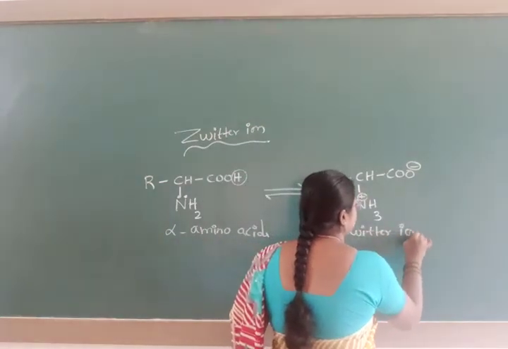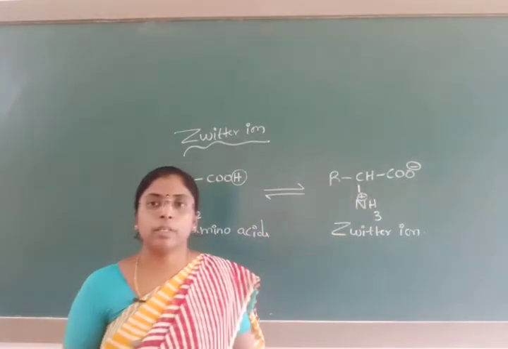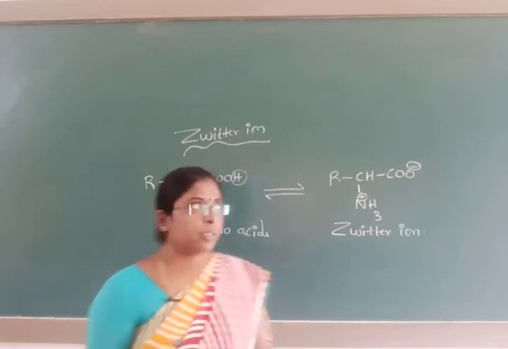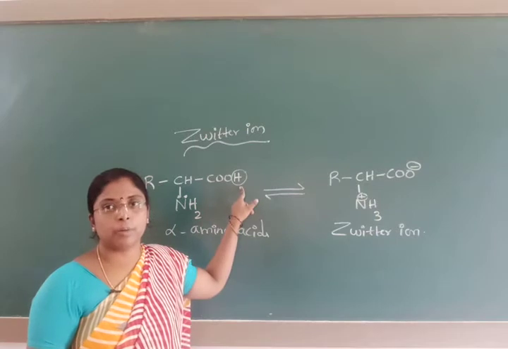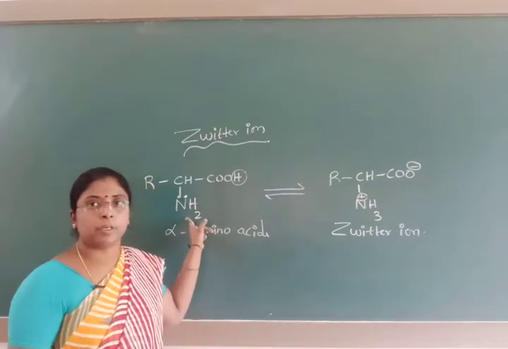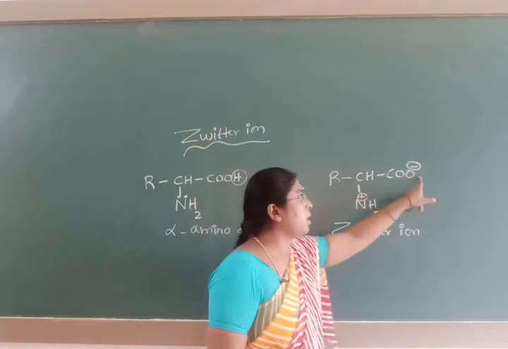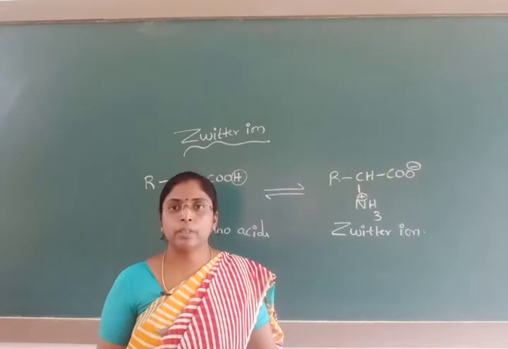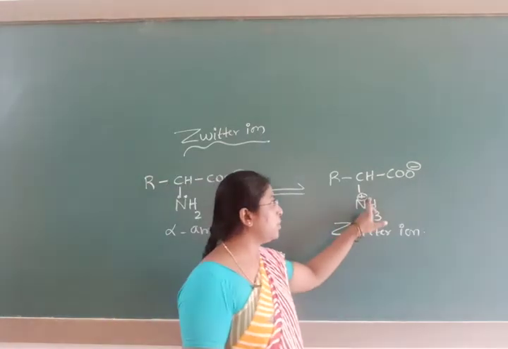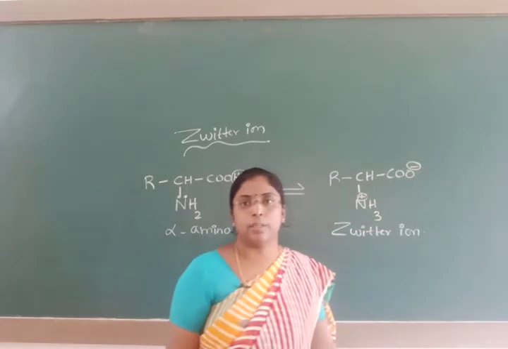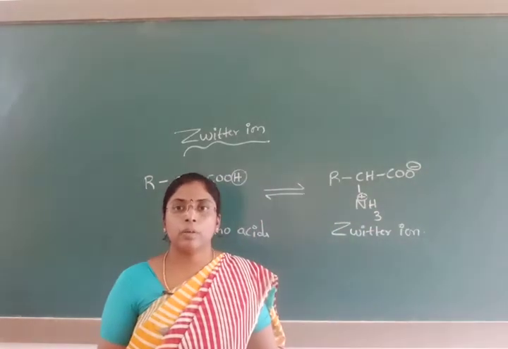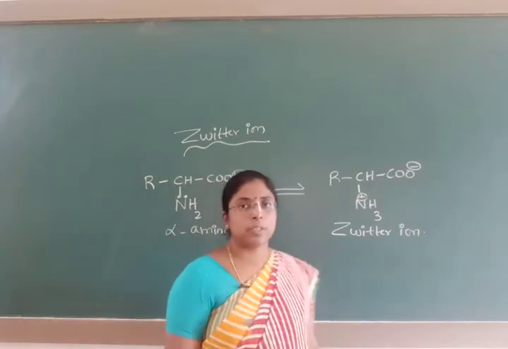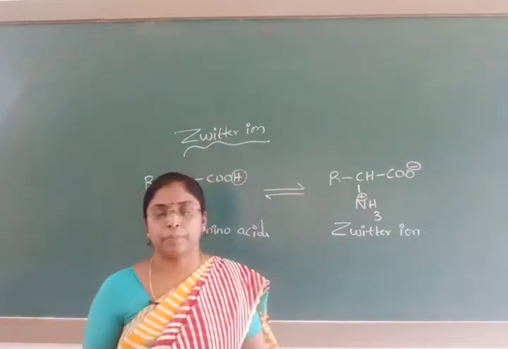In the annual exam, you get a 2 marks question: what is Zwitter ion? Give one example. In aqueous solution, transfer of proton takes place from the carboxylic group to the amino group, forming a dipolar ion known as Zwitter ion. Zwitter ion is neutral, having both positive as well as negative charge. A dipolar ion with positive as well as negative charge is known as a Zwitter ion. It is a 2 marks question.